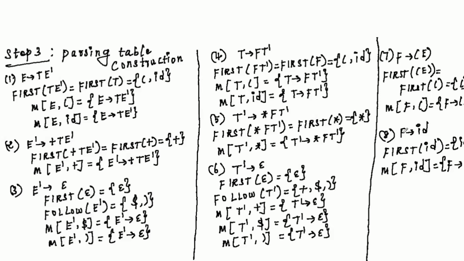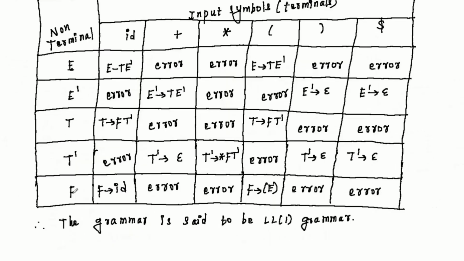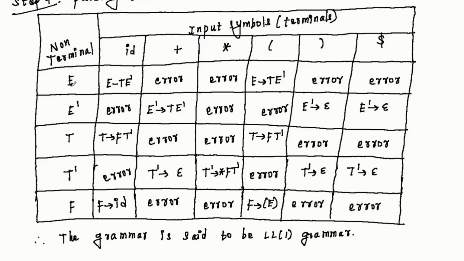We have one more production, F tends to ID. First of ID, that is a terminal symbol, so you will get ID. So M of F comma ID is F tends to ID. So in the given parsing table, F ID is F tends to ID. In the given parsing table, blank entries are errors. In case the table contains multiple entries, then it is not an LL1 grammar. In the given parsing table there are no multiple entries, so the grammar is said to be LL1 grammar.